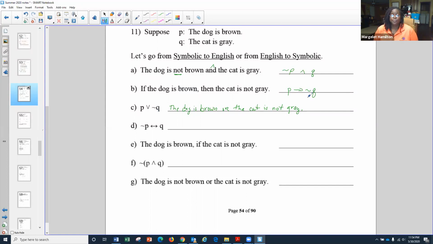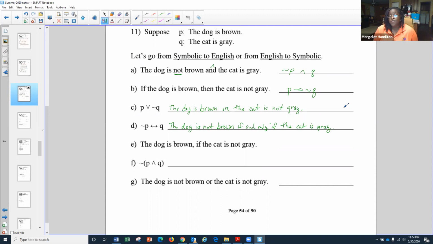All right, let's try this next one. Negation P, if and only if Q. Negation P would be the dog is not brown, if and only if Q, the cat is gray. Okay.